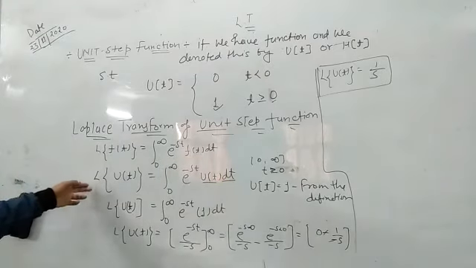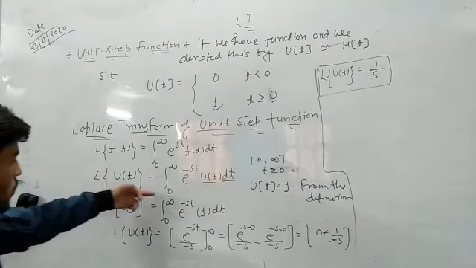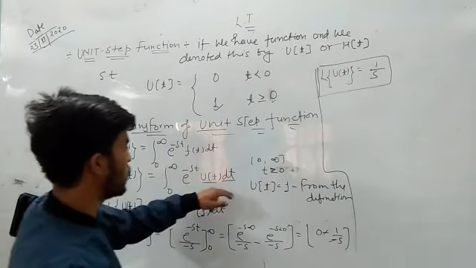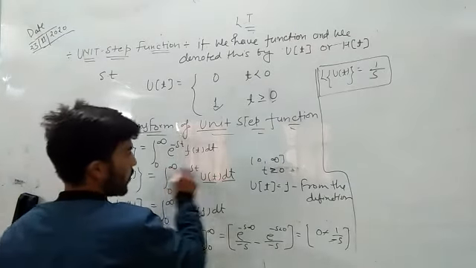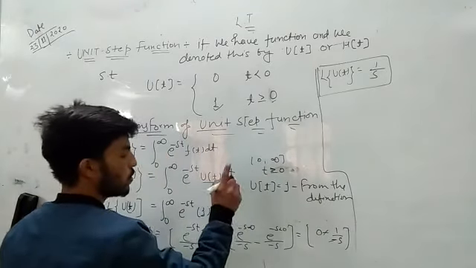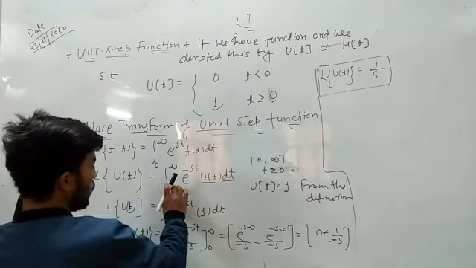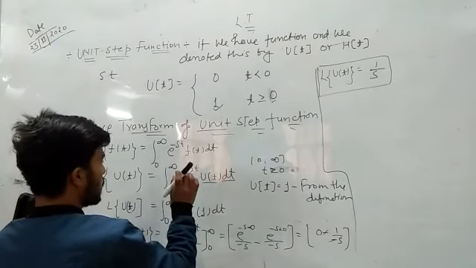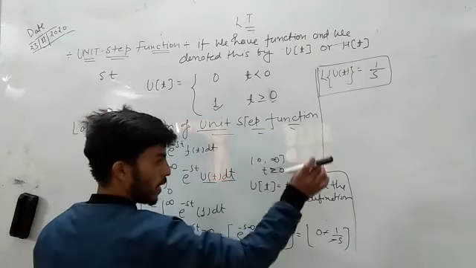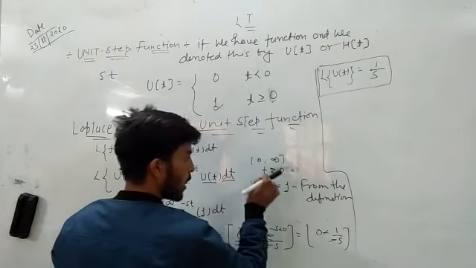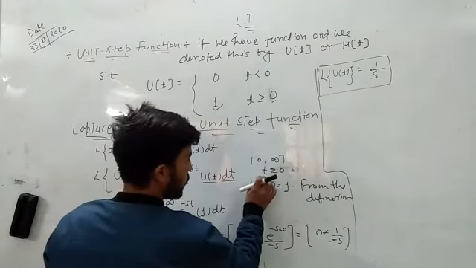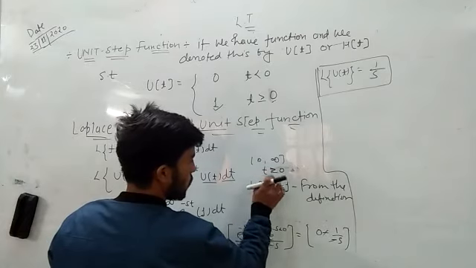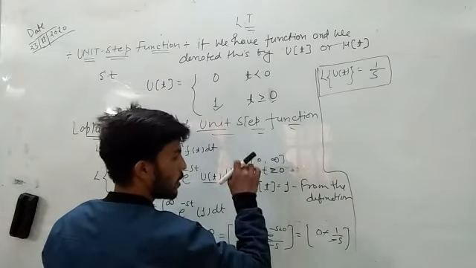So now we have to find the Laplace transform. L of u(t) is equal to the integral from 0 to infinity of e raised to the power minus st u(t) dt. Here the limit is 0 to infinity. You can easily see the value of t varies from 0 to infinity. It means the value of t is greater than or equal to 0. It must be 0 or greater than 0.